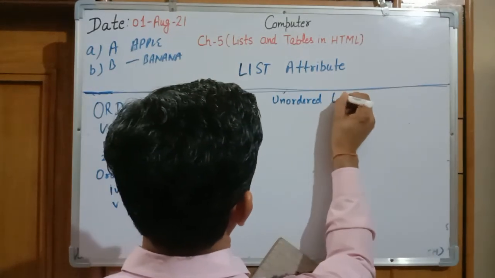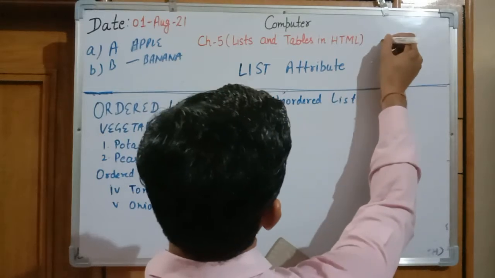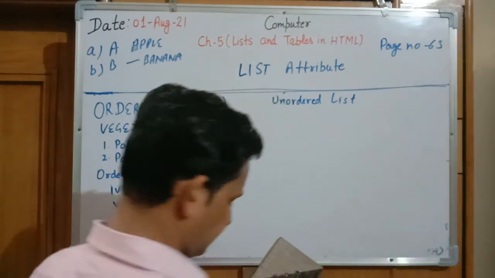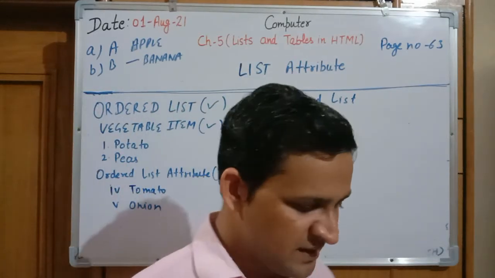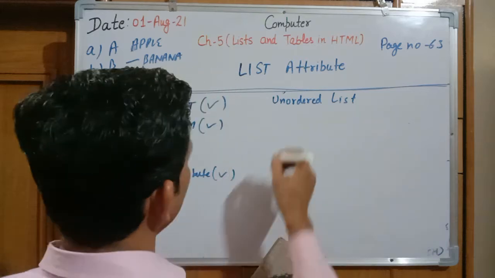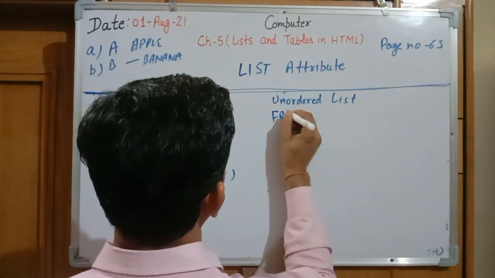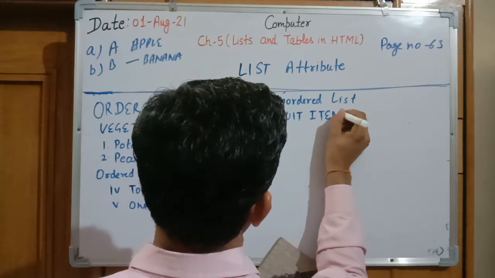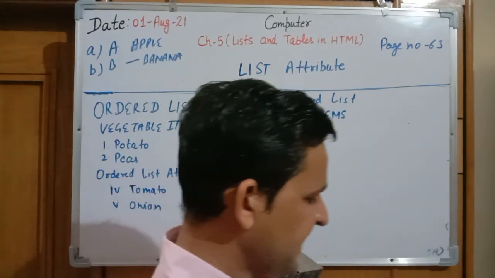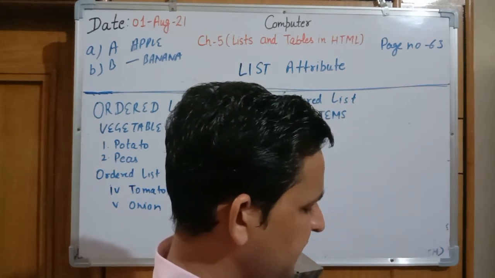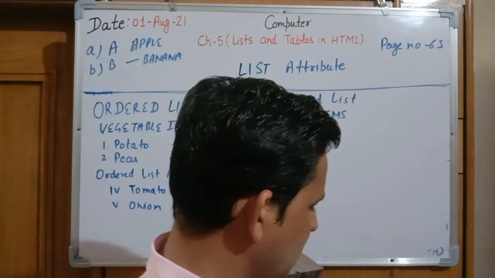I again repeat, it is page number 63. In this what they have taken, heading it is fruit items, unordered list it is, and the heading is fruit items. Next they have taken unordered list, and the list items are apple and mango.